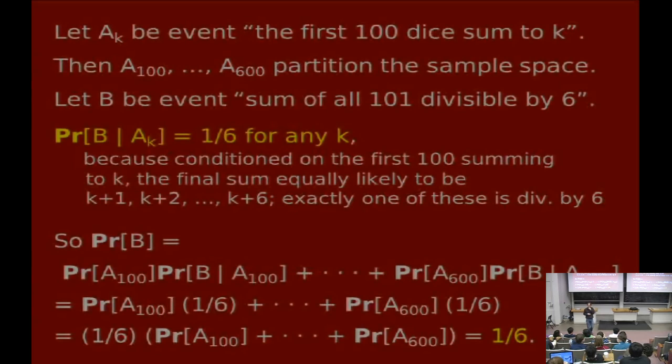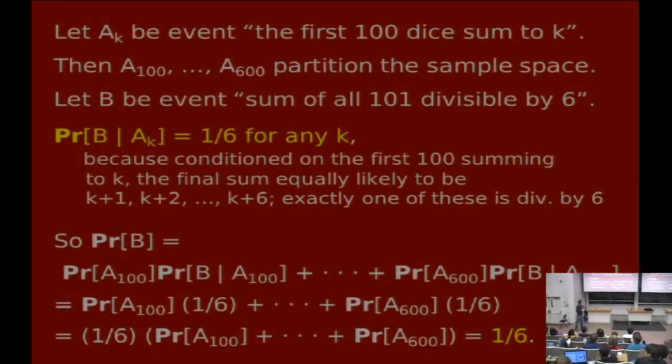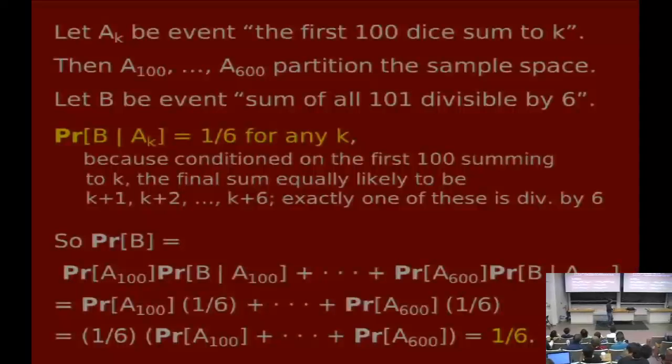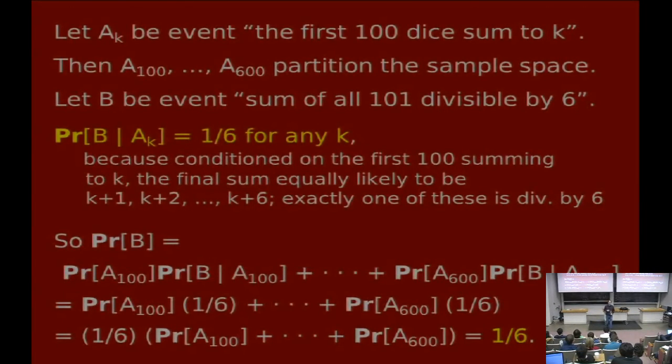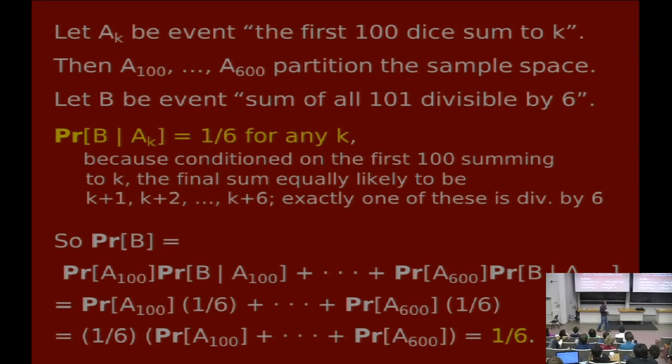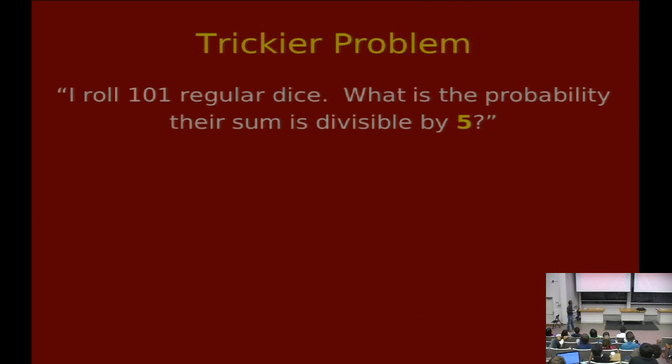Any questions about that? Did it make sense? All right. We did it slightly elaborately, but okay, good. Now, this problem has a trick. That's why I only like it a medium amount. It was good for illustrating the law of total probability. But here's a trickier problem. Let's say I roll 101 regular dice. What is the probability that their sum is divisible by 5? Can somebody tell me? No? Okay, that's good, because it's not that easy.